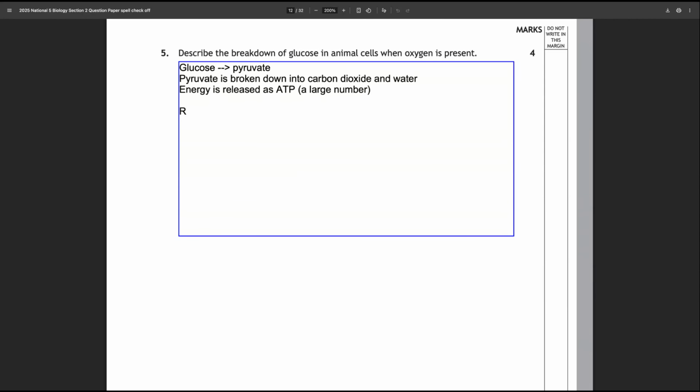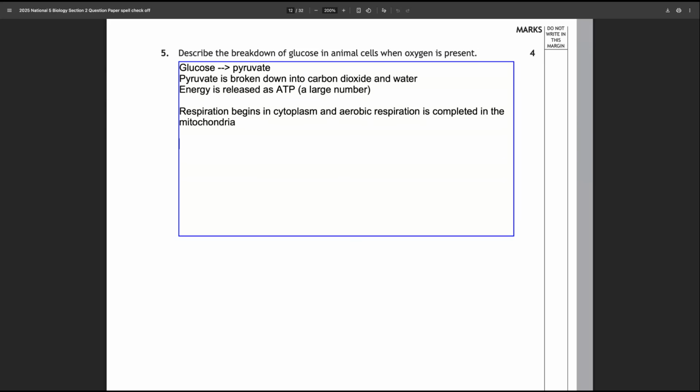The other things that you could say are respiration begins in the cytoplasm, but for aerobic respiration, it's completed in the mitochondria. Okay, so it begins in the cytoplasm and is completed in the mitochondria. Okay, and I should say, in aerobic respiration, because although it does mention oxygen being present in the question, we should just make it clear to the marker that we understand that it's aerobic respiration. Okay, so that would also get you a mark.